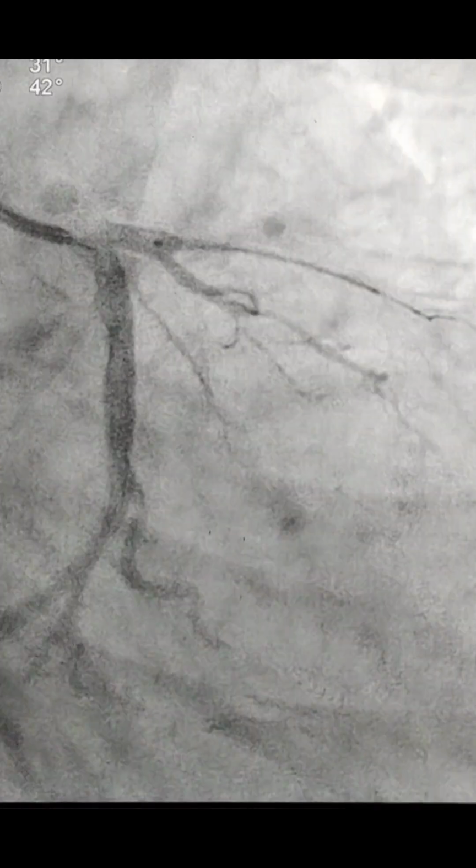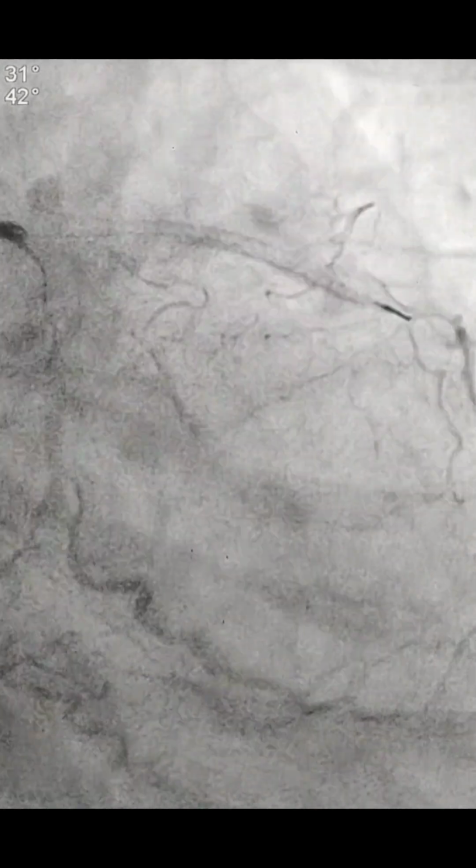So now here we decided to put the stent in the proximal LAD. So we have taken the stent of 2.75 into 20, and you could see this is the positioning of the stent. And in this AP caudal view, we inflated the stent. You can see the stent is being deployed, and this is the picture after the stent deployment.